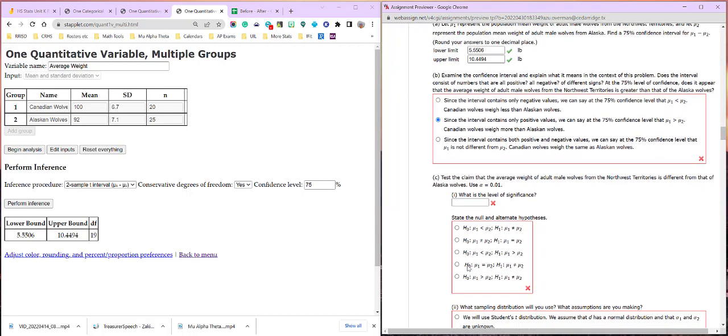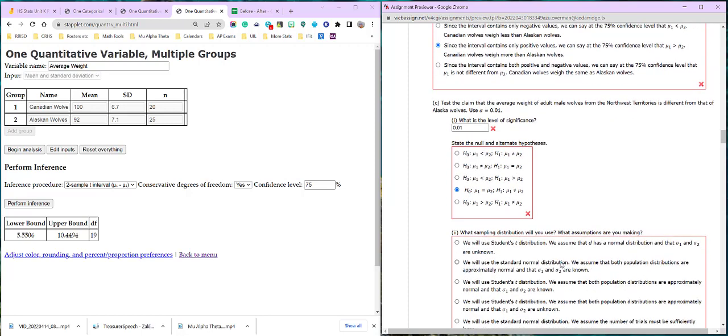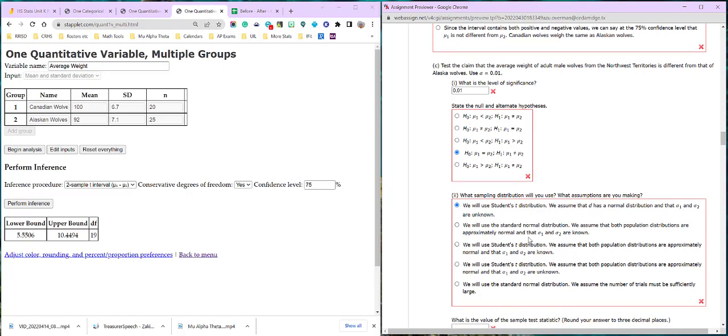So now we're actually going to do this as a hypothesis test using an alpha of 0.01. And we're going to test the claim that the average weight of adult male wolves from the Northwest Territories is different. All right, not more, even though we can see that it appears to be more. Now we're just testing difference. So we need one of these two difference. It must be on the alternate, and we need an equals on the null. We are going to use a Student's t distribution because we don't know our sigmas, and we're assuming that the difference has a normal distribution, all right? So that should be right.